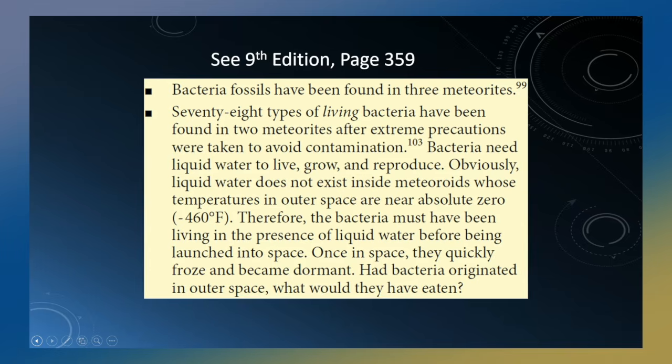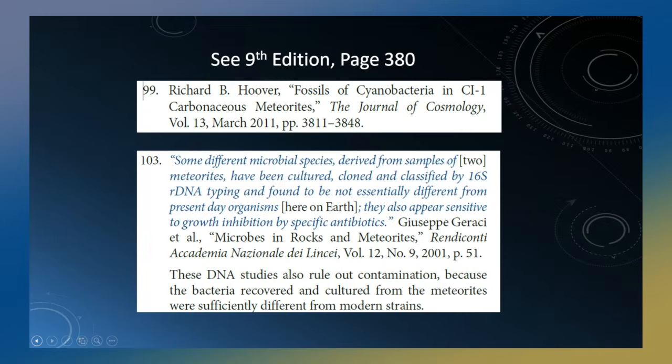Had bacteria originated in outer space, what would they have eaten? So some bacteria go into a dormant spore phase. And we found it on Ryugu as well, which we'll get to next week. But bacteria fossils have been found. This is documented in Walt Brown's book on page 359. And here is endnote 99.